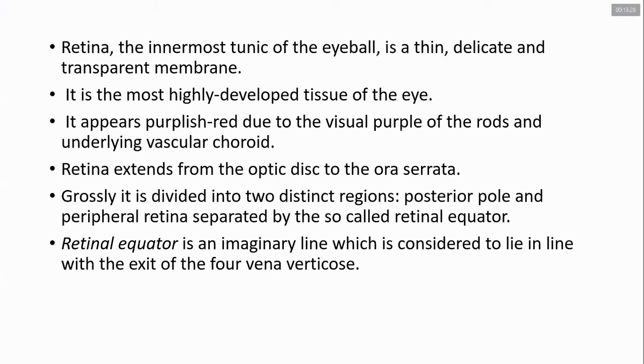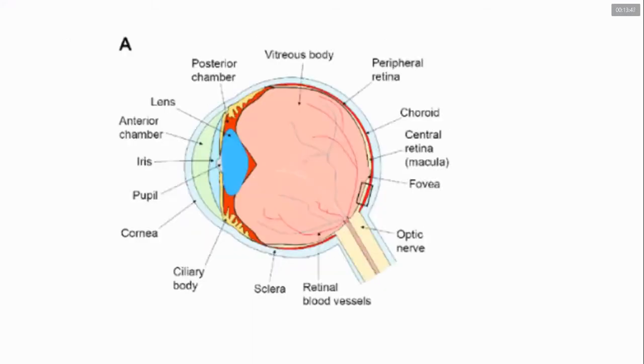Retina extends from the optic disc to the ora serrata, and it is grossly divided into two distinct regions, that is posterior pole and peripheral retina, which is separated by the so-called retinal equator. So the retinal equator is an imaginary line which is considered to lie in line with the axis of the four vortex veins, that is the vena verticosa. So when you see in this picture, you can see this is the retina where it ends over here, and this is the equator. This is the equator, and this is the ora serrata.